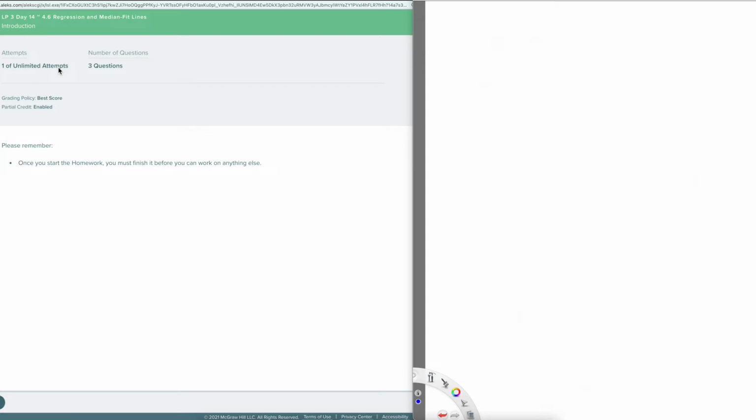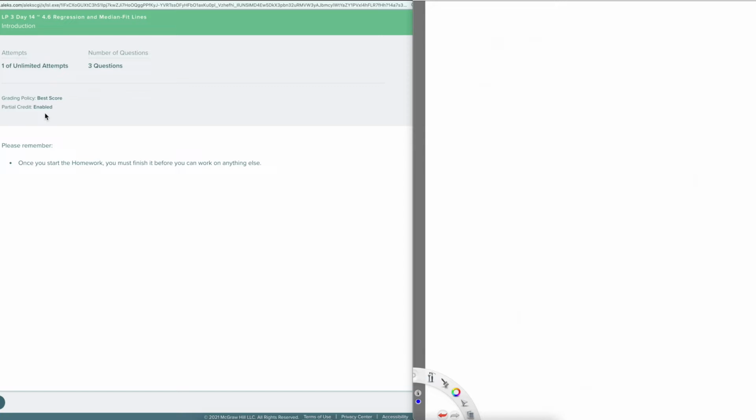Number of questions just tells you how many this particular assignment has. So this one has 3. It can have anywhere from 1 to 10 questions depending on the section and what's available there. Grading policy. Best score means that whichever attempt is your best one is the one you get to keep, and partial credit is enabled. So if you answer 1 of 3 questions, you get credit for the 1 question. You don't get credit for partials within a question. So if you only answer half of the question, you don't get credit for that. You have to answer the entire question.